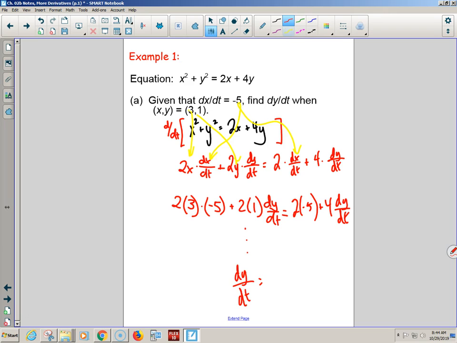The name of the game is to get dy/dt by itself. This ends up being -30. This ends up being -10. What would I do? I would probably go this direction. That would be -20. I would subtract the 2. That would be 2 dy/dt equals -20, divided by 2. Anyone beat me to -10? Am I right? Okay, but I'm right. -30 plus -20, divided by 2.